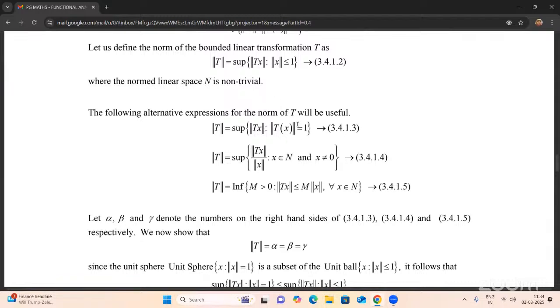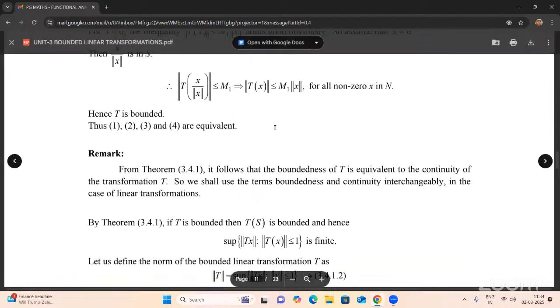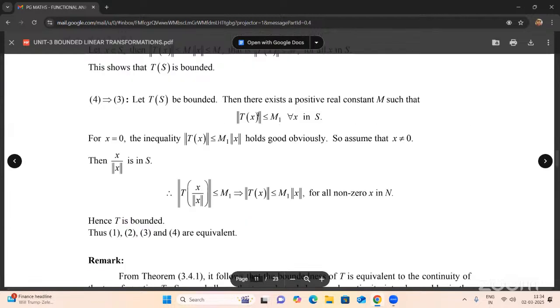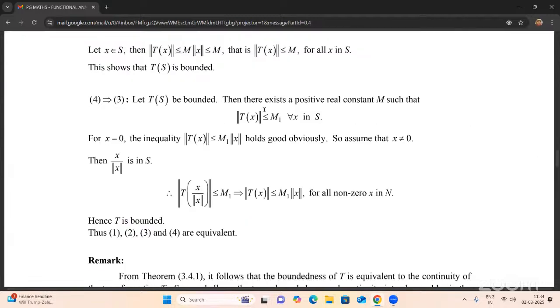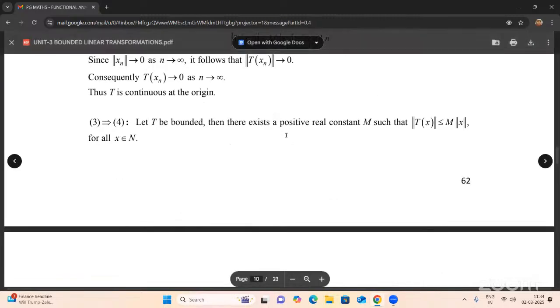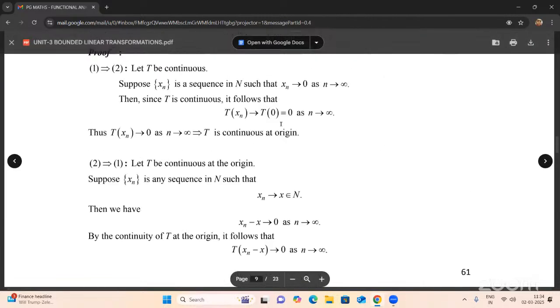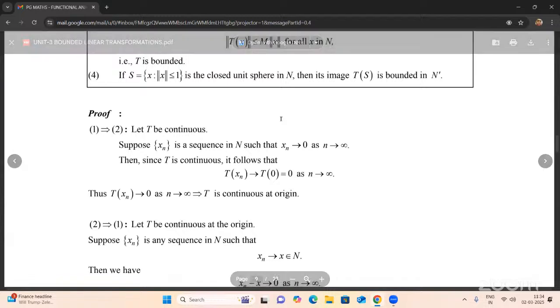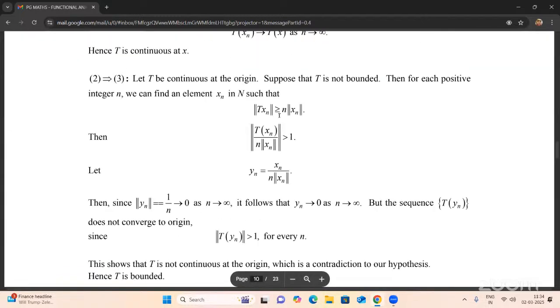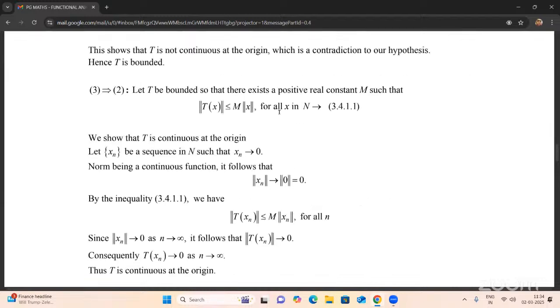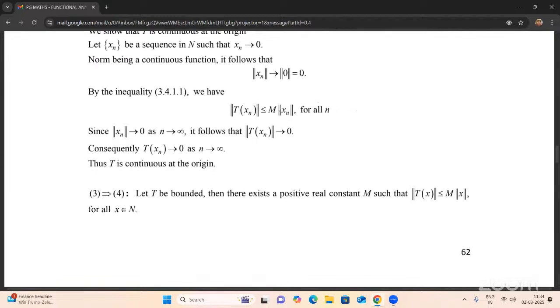Where x is not equal to 0, and according to the above theorem, from the continuity properties: first, T is continuous; second, continuous at the origin; third, T is bounded; fourth, closed unit sphere. Now what about the fourth condition? In the above theorem, for the closed unit sphere, the image is also bounded in N'. One is equivalent to another. Now this theorem is very important, especially in this unit. That is a bounded linear transformation.